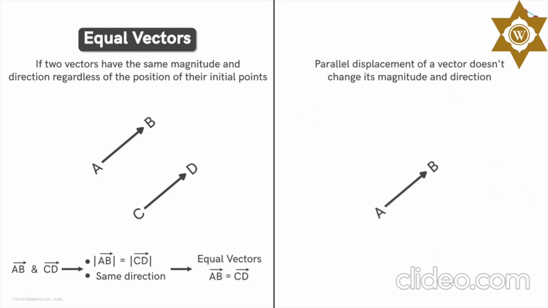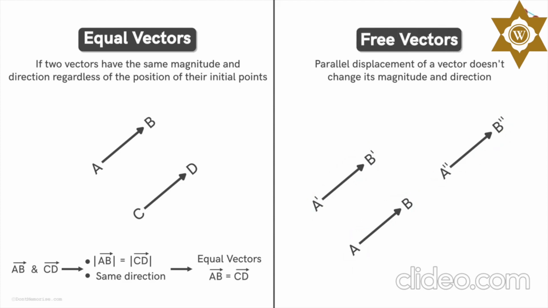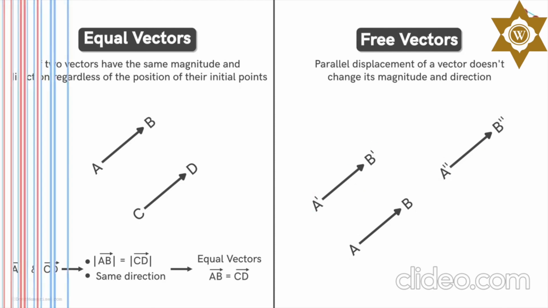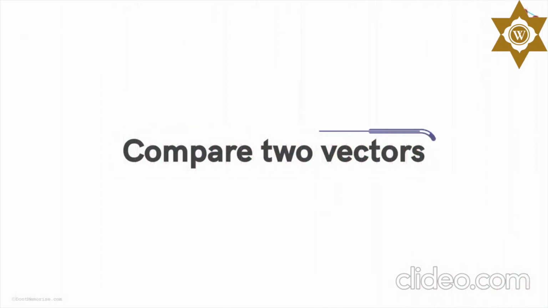For example, we can make two copies of vector AB by moving it parallelly in this direction or moving it in the same direction like this. Here, all the three vectors will be equal to each other. Such vectors are called free vectors. That is, parallel displacement of vectors gives us equivalent vectors. One advantage of this is that it makes it easier to compare two vectors.